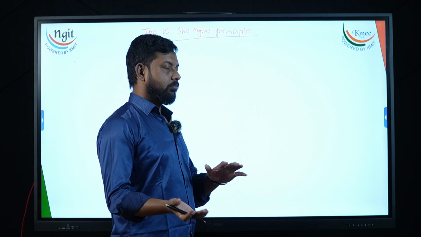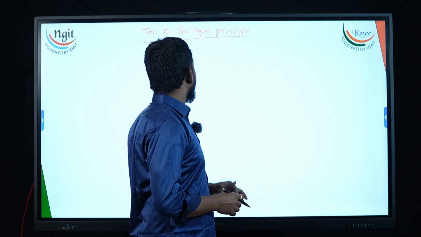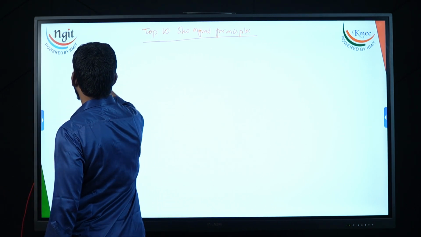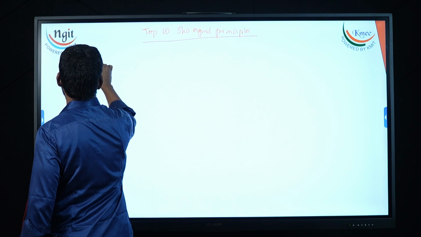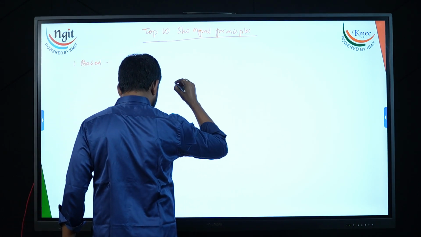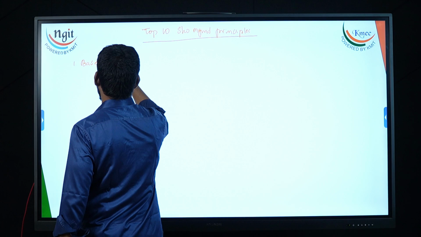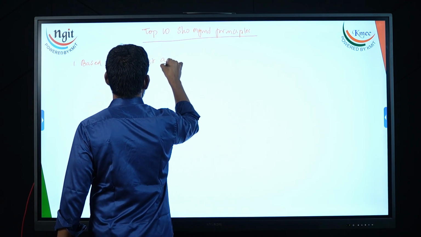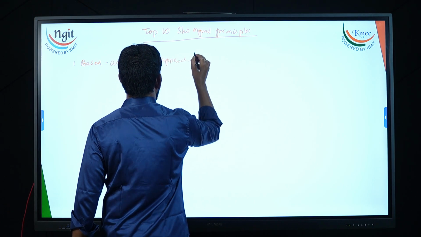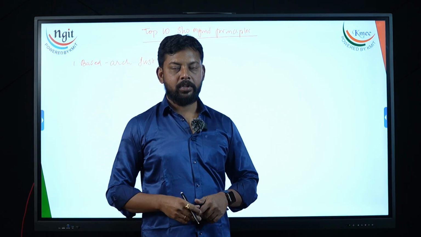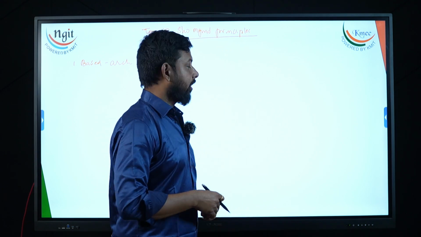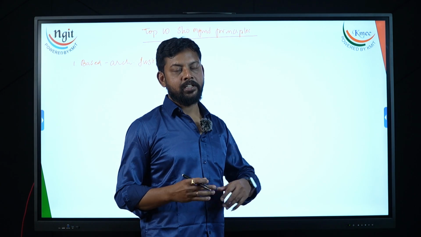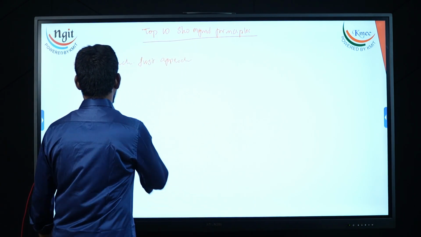So in the modern approach, we'll try to understand what the top 10 software management principles are. The first principle is that you are supposed to work with an architecture first approach. So what is this architecture first approach? Before you start developing your project, you are supposed to be clear about what the architecture of your project looks like. This will clearly help you in understanding the different components of your project.